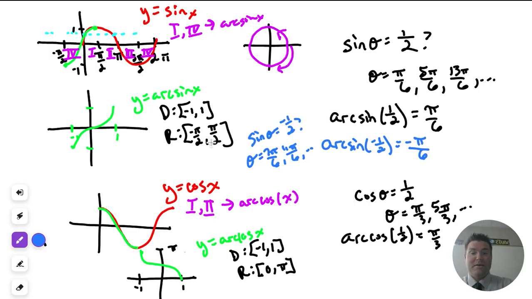Okay. Let's do arc cosine of -1/2. No, it's not -pi over 3 because the range here is from 0 to pi. No! It's got to be between 0 and pi.